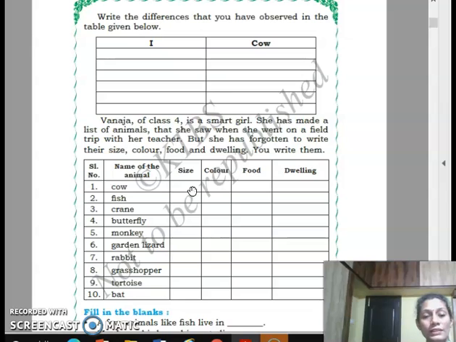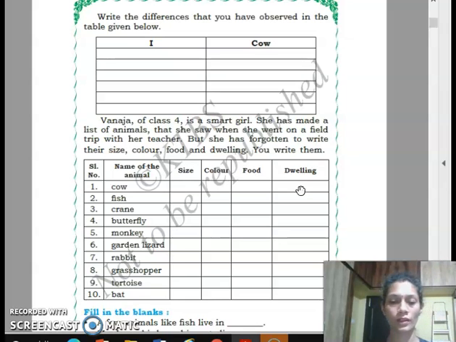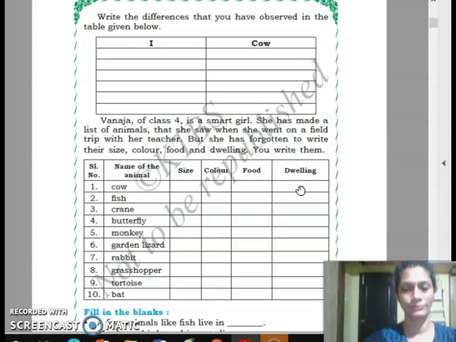Cow. Cows are in different shapes, like large, small, you can write. The cow is large. It is a large animal, isn't it? Then the color, it is colorful, like white, black, brown. So many colors are there, yellow, yellowish brown, isn't it? Then food, what do they eat? They eat plants. Dwelling, what does dwelling mean, children? Dwelling means the home where they live.